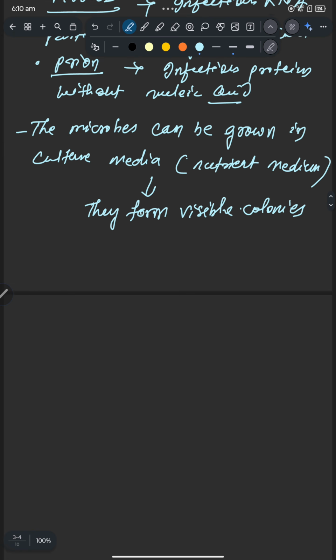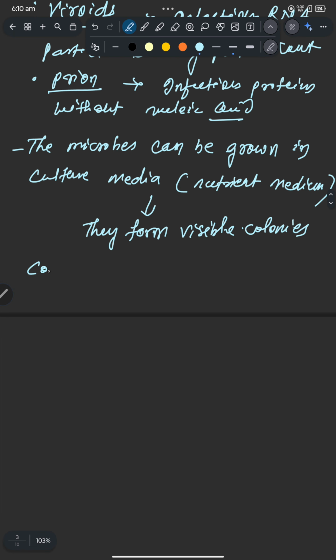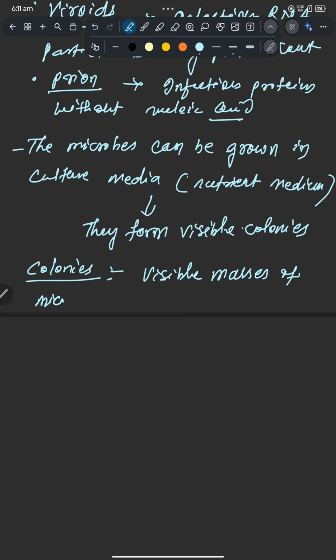Okay, now these colonies, what are these colonies? Let us come to colonies. Means the visible masses of microorganisms growing on nutrient medium.